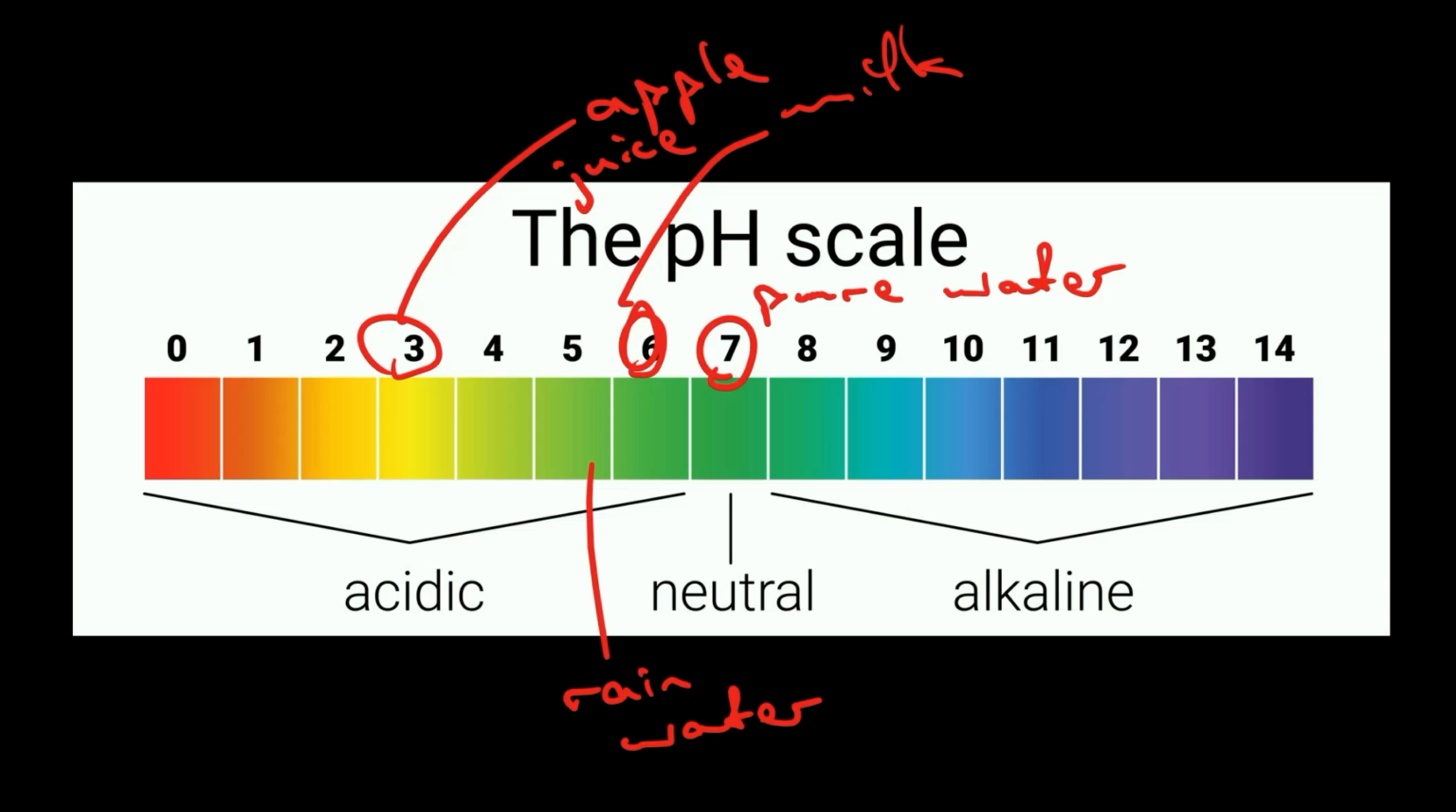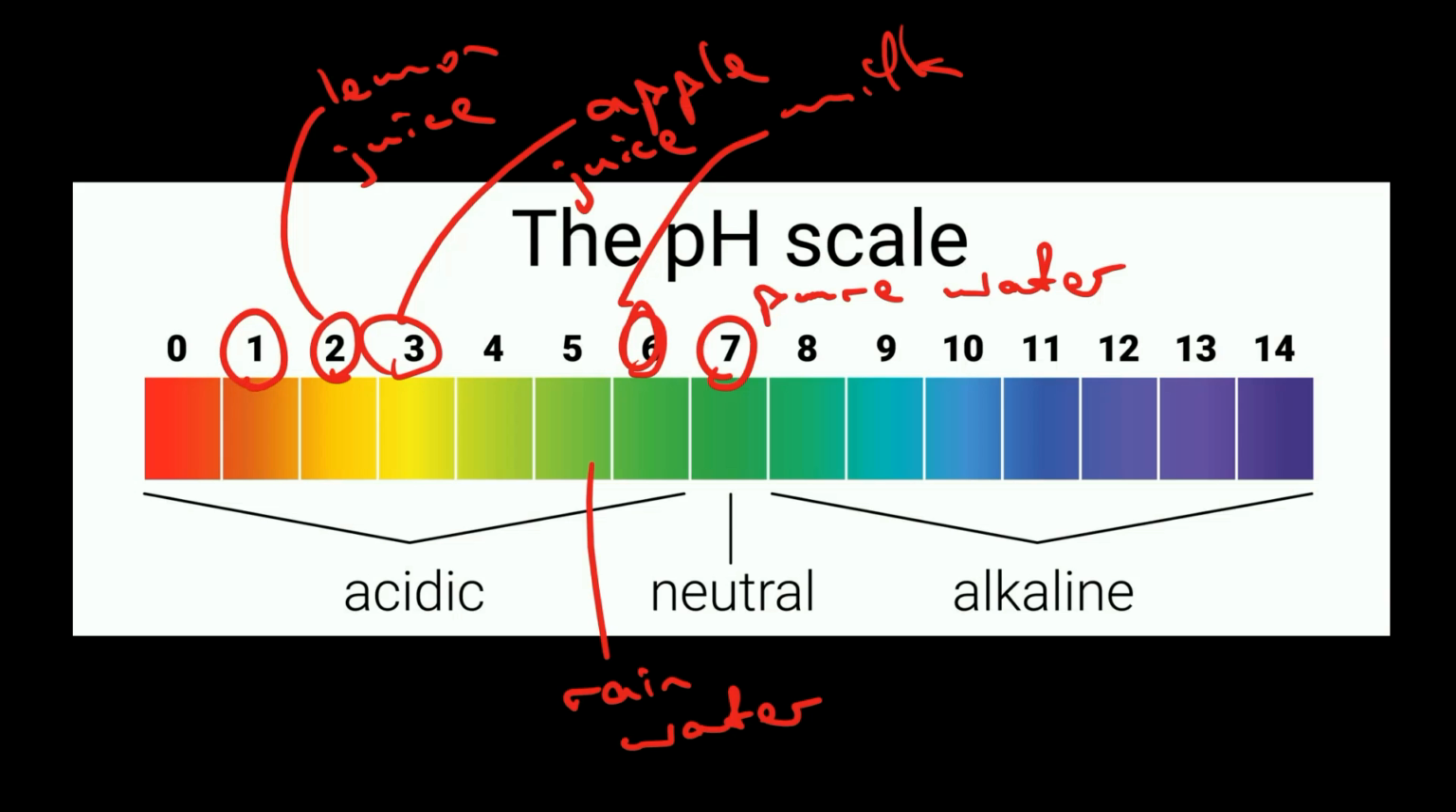Lemon juice is even more acidic. That's about a 2. So here we go, 2. Oh, wait, what's the circle doing there? That's not a 2. That's a 2. So 2 for lemon juice, even more acidic than apple juice. The pH of the acid in your stomach, so that's hydrochloric acid, and that's gastric juice to do with the stomach, but that's about a pH 1.